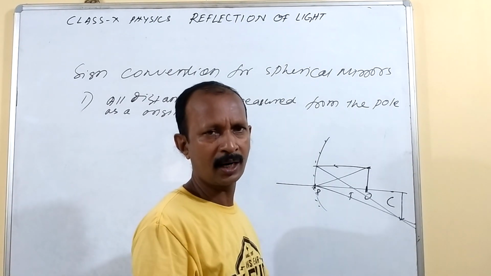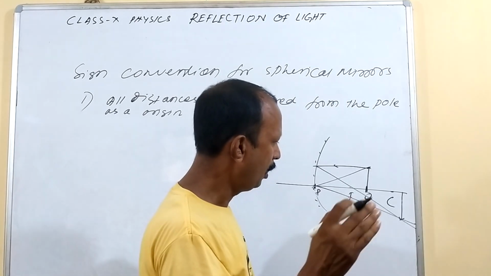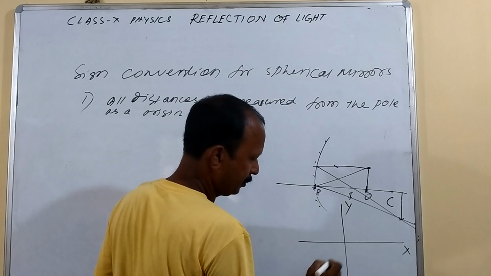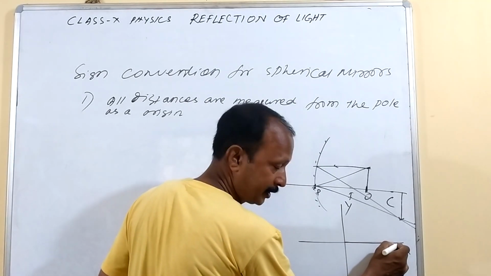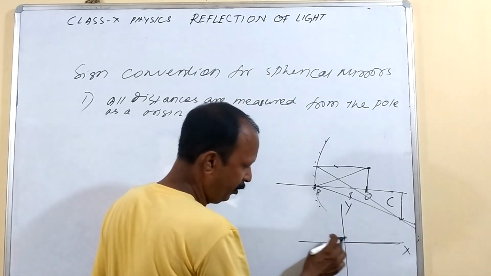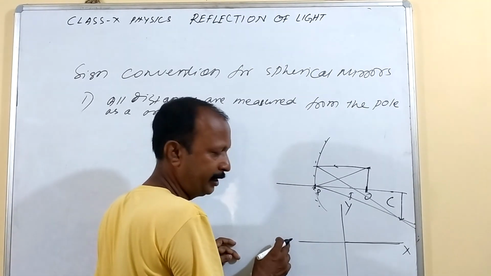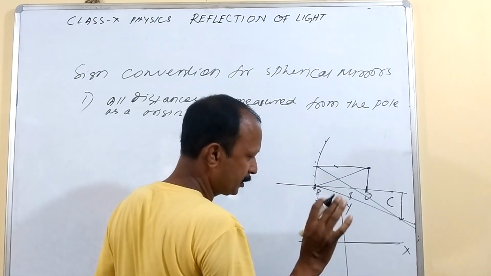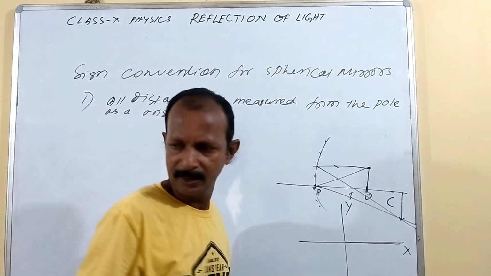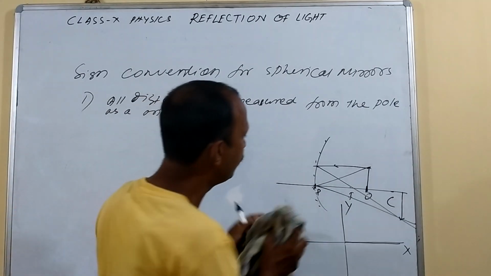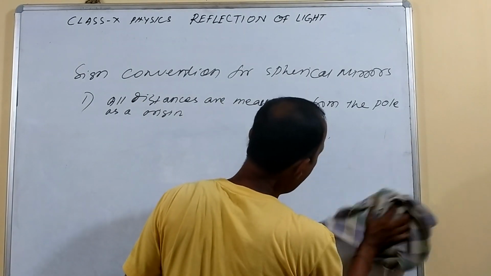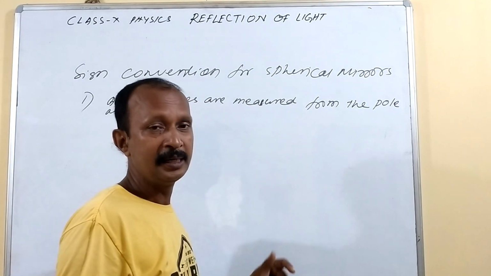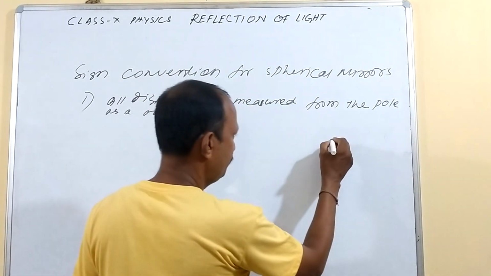So according to the Cartesian rule, suppose this is the x-axis, this is the y-axis. Whenever we move towards the right, we take positive. Whenever we move towards the left, we take negative. If you move towards the upside, it is positive. If you move towards the downside, it is negative. If I use this Cartesian rule, then according to this rule, all the time we should place the object on the left side of the mirror.